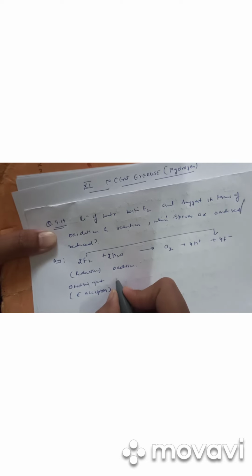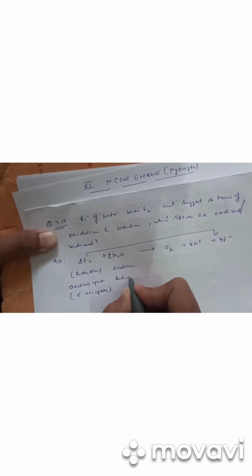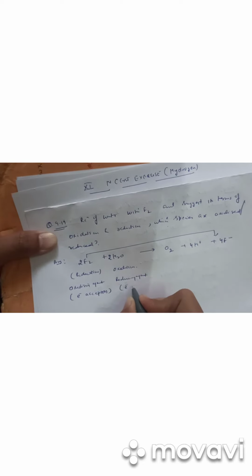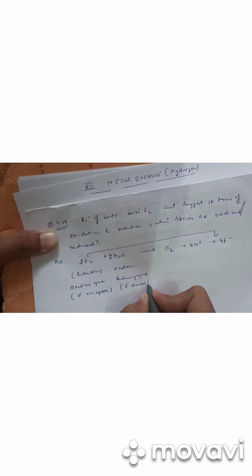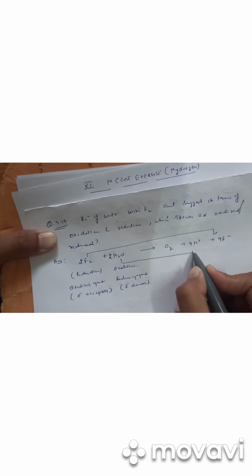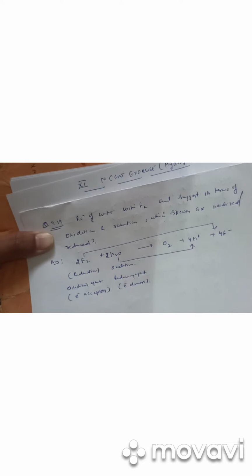Water is undergoing oxidation, so it will act as a reducing agent, and reducing agents are electron donors. So this is changing after oxidation into H plus ions.